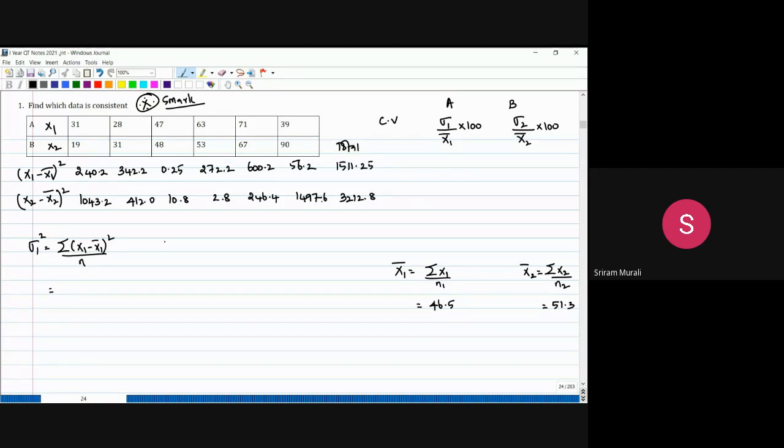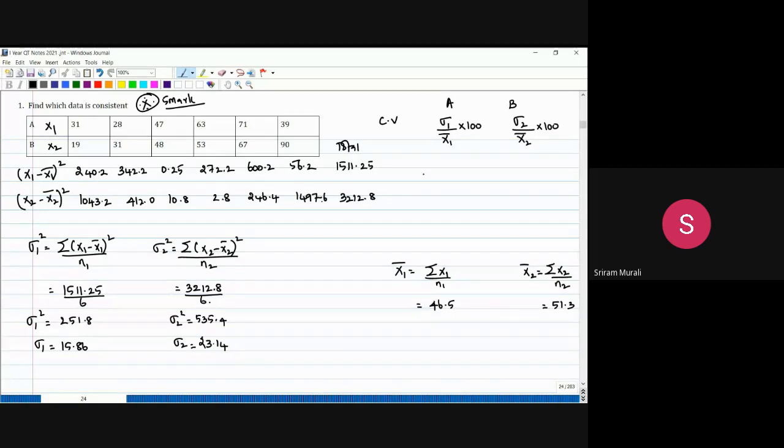So I should substitute here sigma 1 square, sigma 2 square, x2 bar the whole square divided by n2. This is n1. So 1511.25 divided by 6, whereas it is 3212.8 by 6. So sigma 1 square is equal to 251.8. Sigma 1 is equal to 15.86. Sigma 2 square is 535.4. Sigma 2 standard deviation is 23.14.